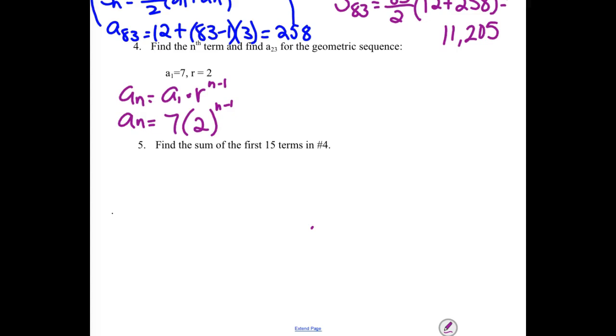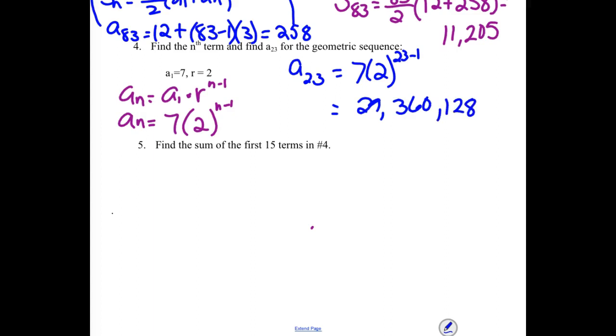Then it says find a sub 23. So we can put a 23 in for n. So take 7 times 2 to the 22nd power. Seven times 2 to the 22nd power, which is not the same as 14 to the 22nd, right? Only the 2 is being raised to the power. We should be getting 29,360,128.